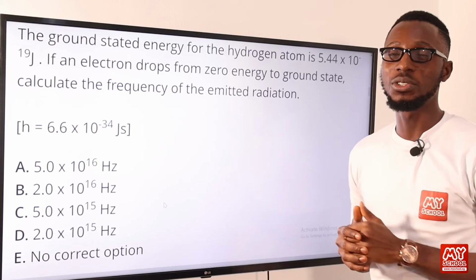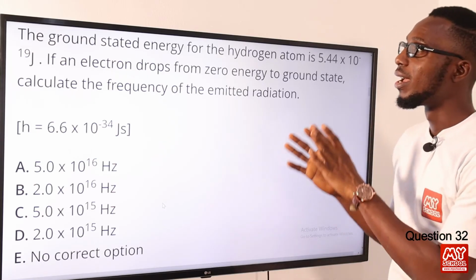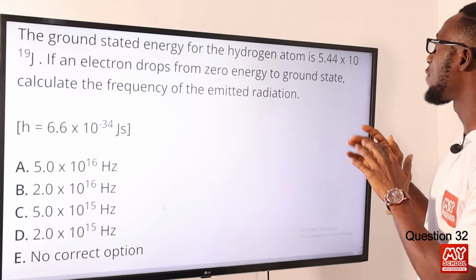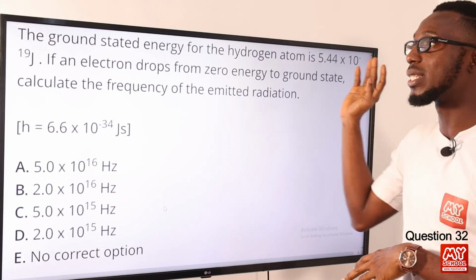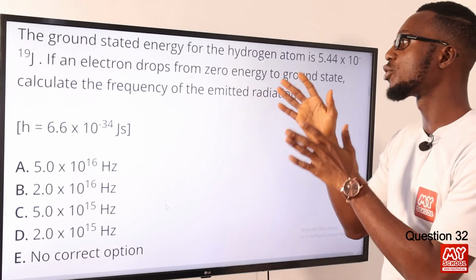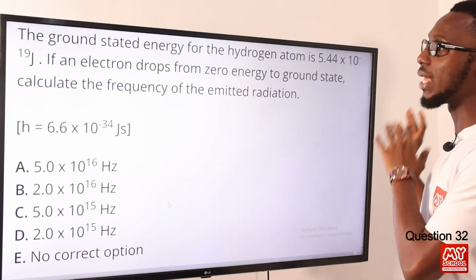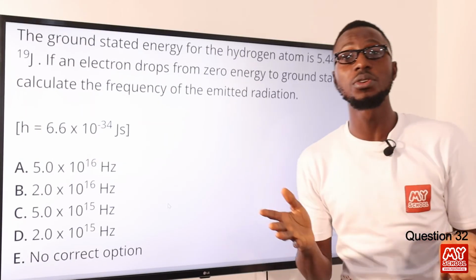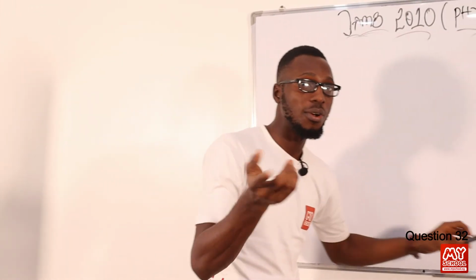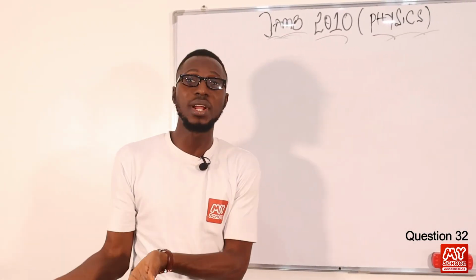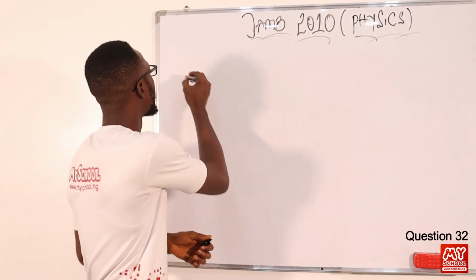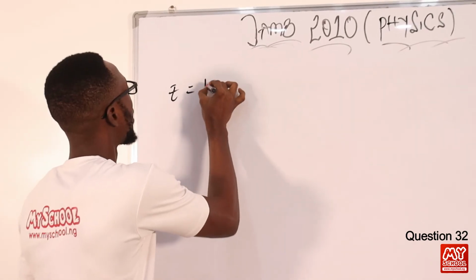So join me as we solve question 32. The ground state energy for the hydrogen atom is 5.44 times 10 raised to power minus 19 joules. If an electron drops from 0 energy to ground state, calculate the frequency of the emitted radiation. We're just going to use E equals HF, where H is Planck's constant and F is your frequency. We are asked to look for frequency here. So we have our E as 5 point... let me just pull out the formula.